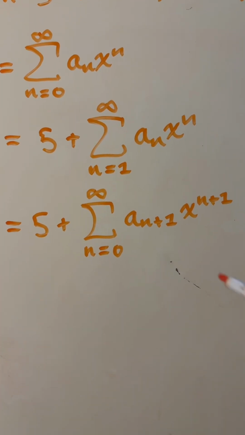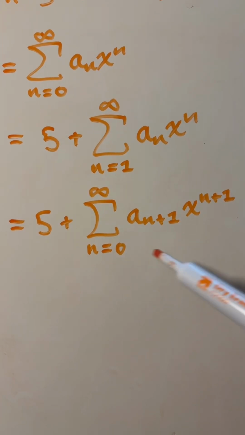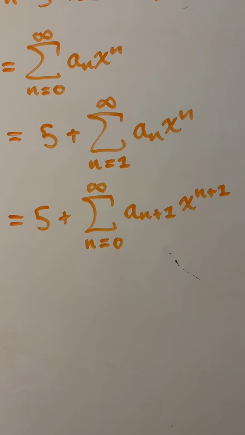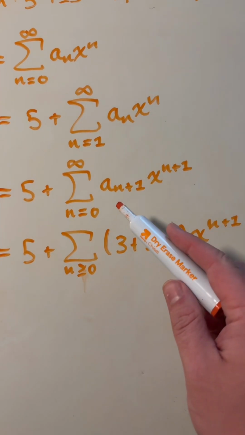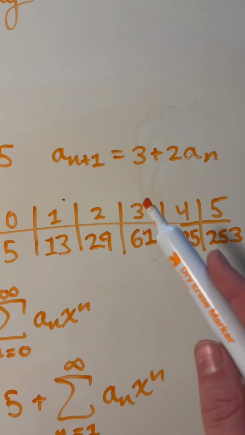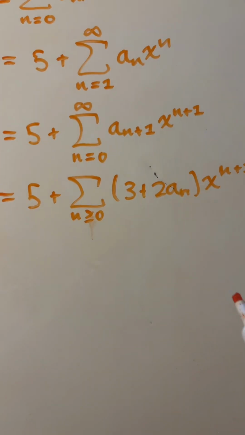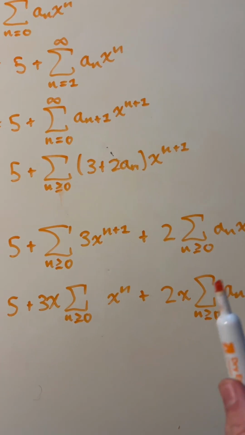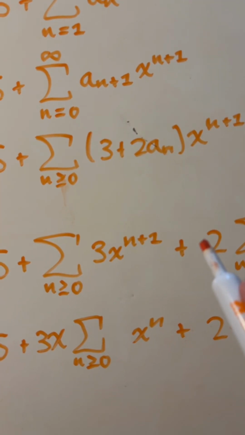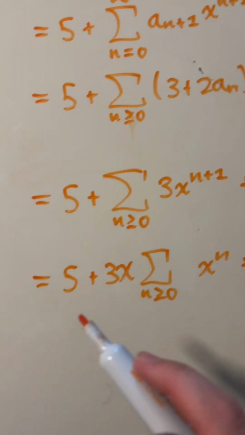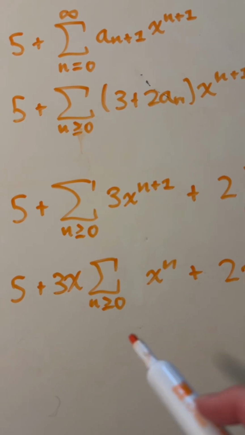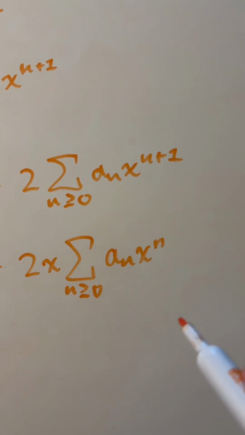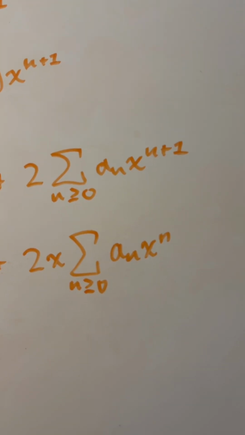And now I'll re-index the sum such that it starts from 0, and we'll be doing it over a sub n plus 1 times x to the n plus 1. And now I can use the definition of a sub n plus 1 being 3 plus 2 times a sub n, so I'll resubstitute that here. Now once we split this sum over the sums, we'll recognize that x to the n plus 1 can have an x factored outside, giving us 5 plus 3x times the sum over positive integers n of x to the n, plus 2x times what we recognize just to be our generating function.